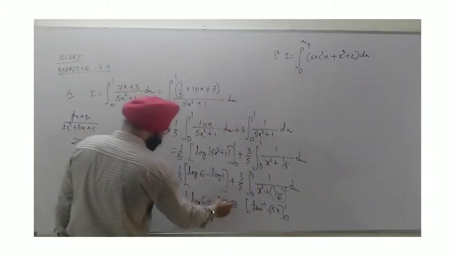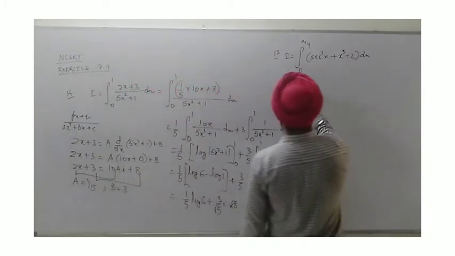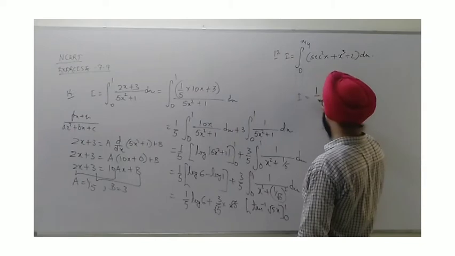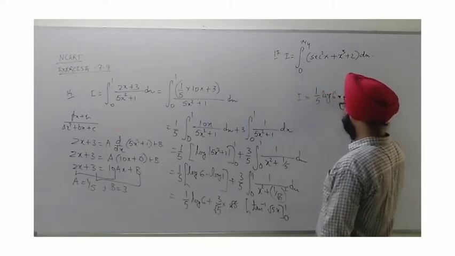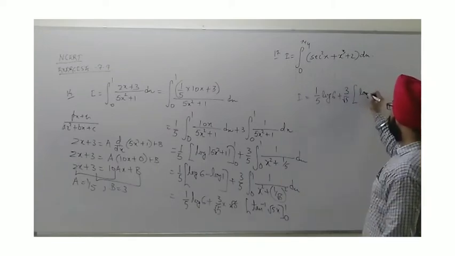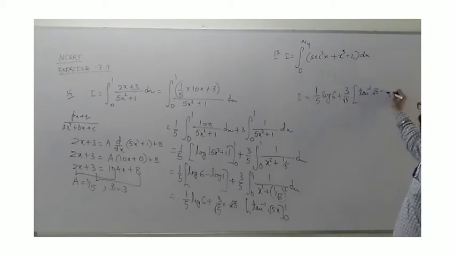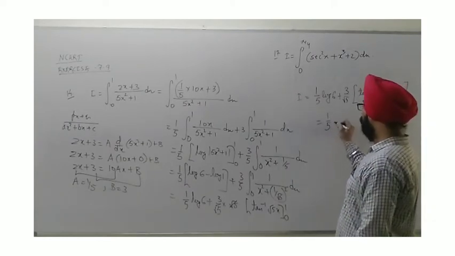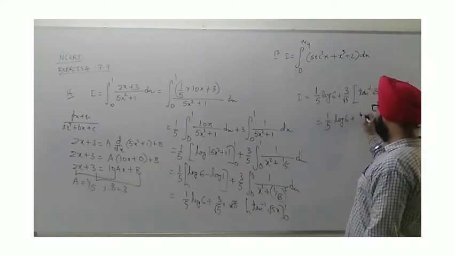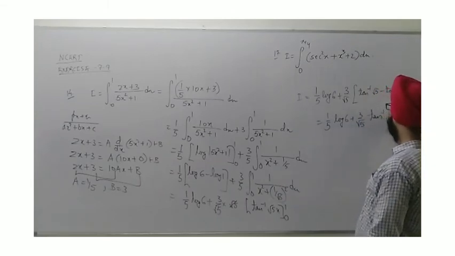Now the rest, this we can cancel out, make it root 5 only, and further we have this I as 1 upon 5 log of 6 plus 3 upon root 5, taking the limits here, tan inverse root 5 into 1 makes it root 5, minus tan inverse root 5 into 0 makes it 0. So this term will be 0 and we have the final answer as 1 by 5 log 6 plus 3 by root 5 tan inverse root 5.